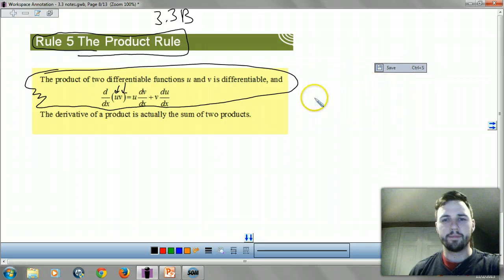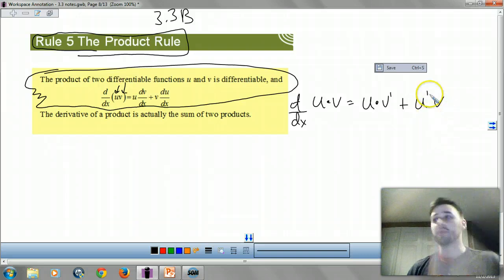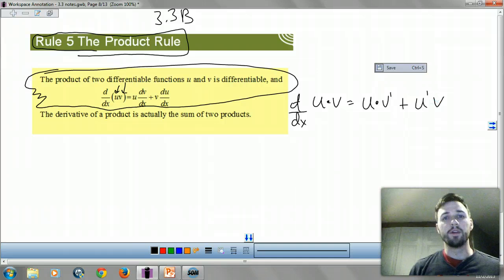Another way to write it is if you have function u times v, well, your derivative of that is equal to u times v prime plus u prime times v. Okay? So pretty much you have to take the derivative of both functions, times it by the opposite original, and add them together.